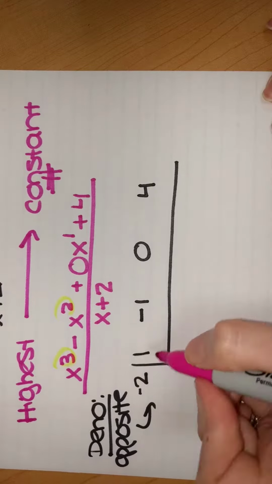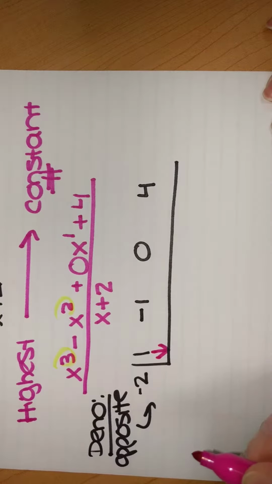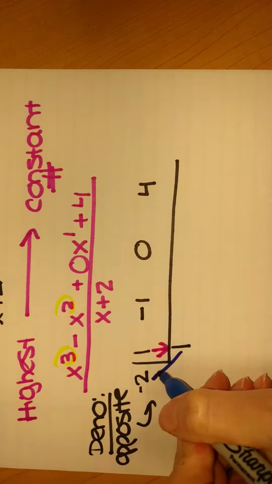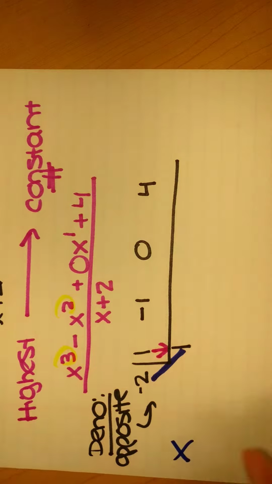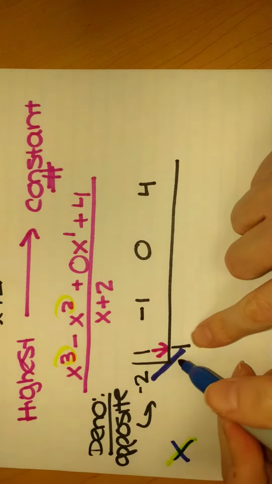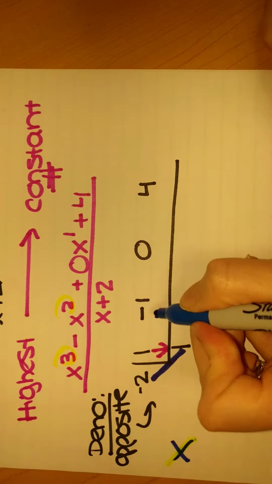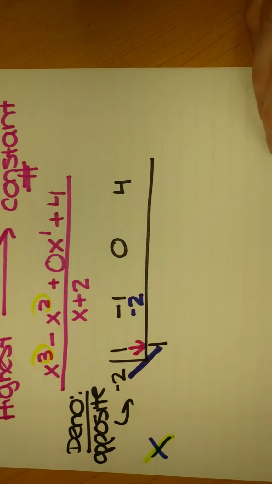Now, the first step is we are going to bring down the first number. So the first number just gets brought down straight away. Now, in the multiplication sign, you have a diagonal element. So in the multiplication, you have a diagonal. And so with synthetic division, we multiply diagonally. So we take 1 times -2, and that gives us -2.